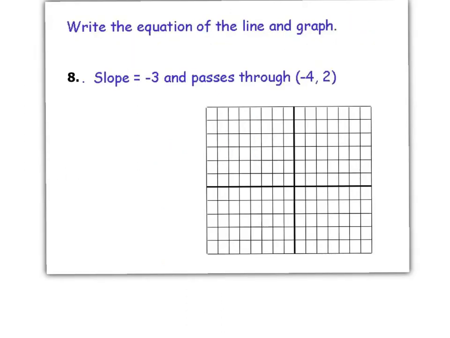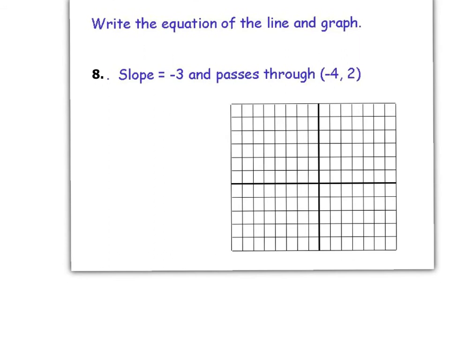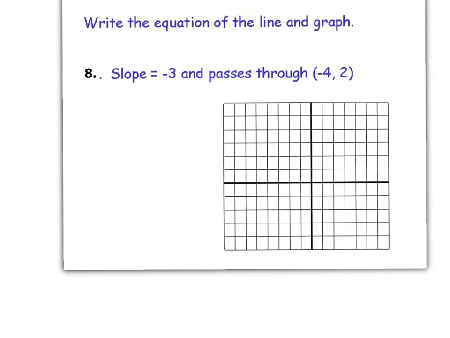All right, for the next two, they want us to write the equation of the line and graph. They tell us that the slope is negative 3 and it passes through negative 4, 2. Do not use that to graph. You need to solve and write that equation first. So we have to do that equation process again.